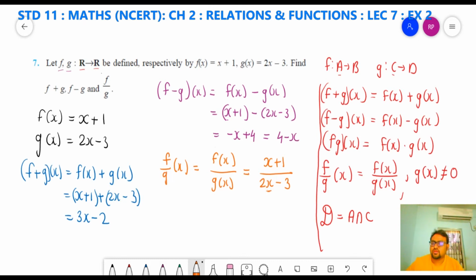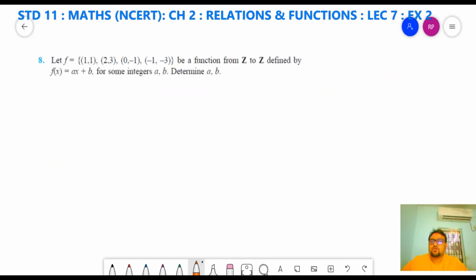Now let's move to the next, that is question number 8. Let f, given as the ordered pairs (1, 1), (2, 3), (0, -1), (-1, -3), be a function from Z to Z defined by f(x) = ax + b for some integers a and b, and you have to determine a and b.